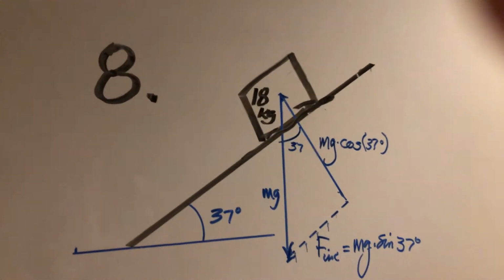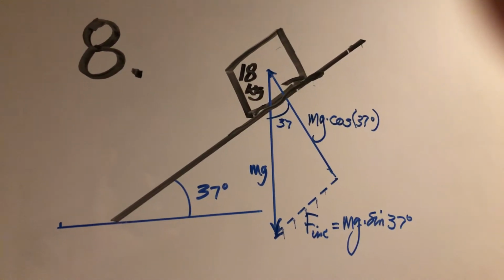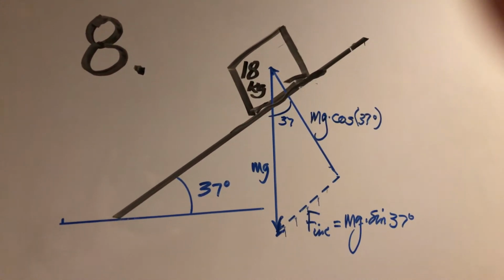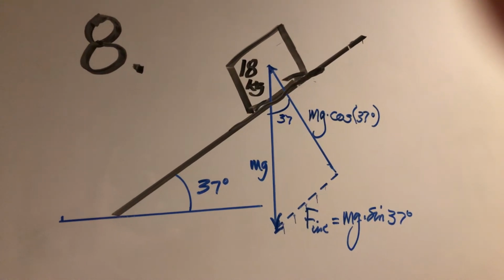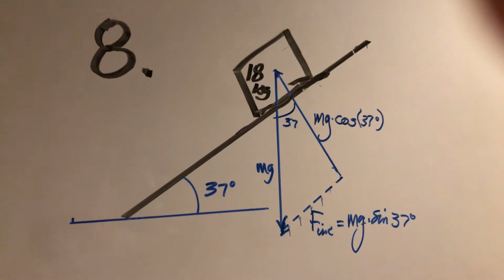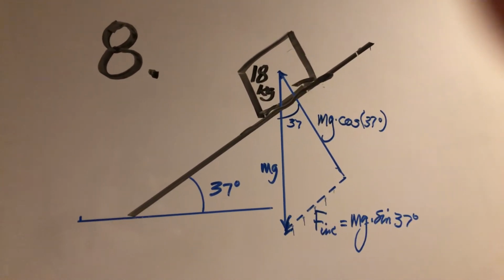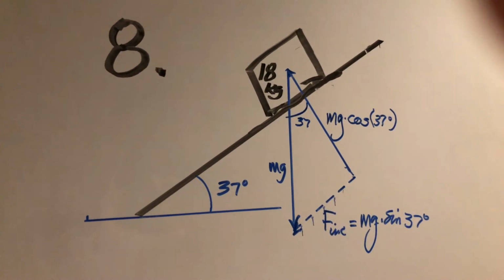Okay, problem number 8. An 18 kilogram box is released on a 37-degree incline and accelerates down the incline at 0.272 meters per second squared. So the acceleration is 0.272 meters per second squared. Find the friction force impeding its motion. How large is the coefficient of friction?